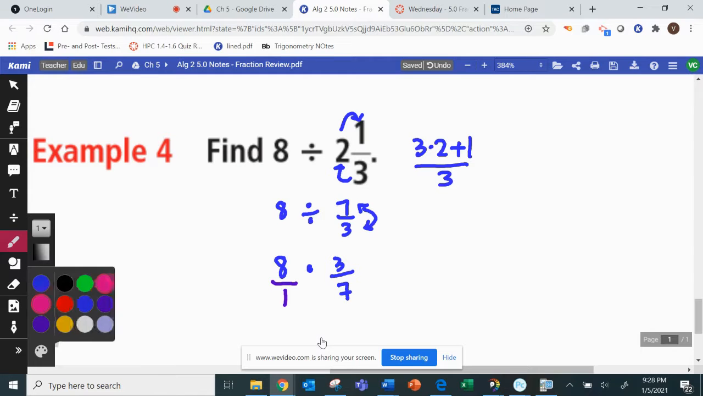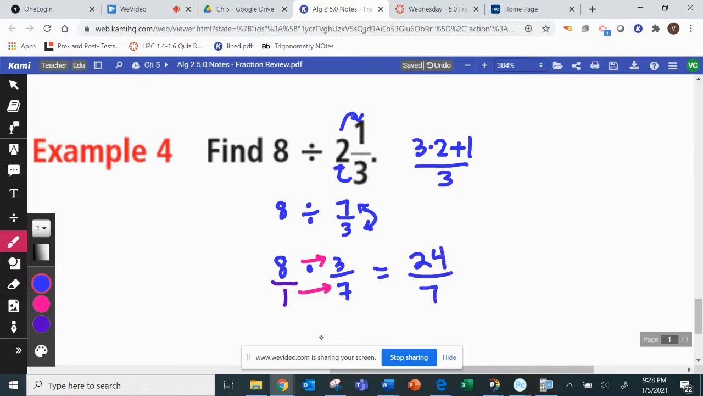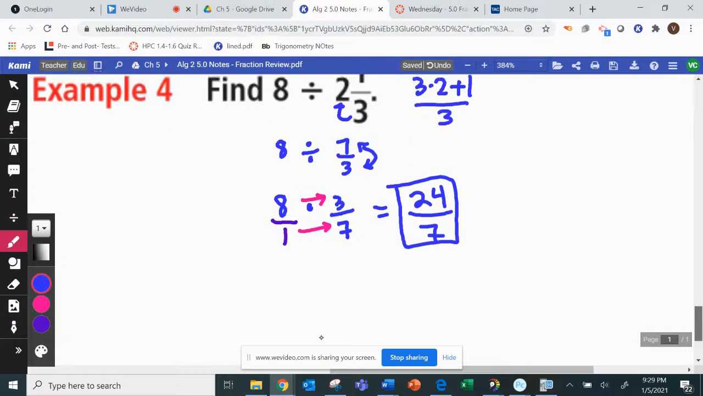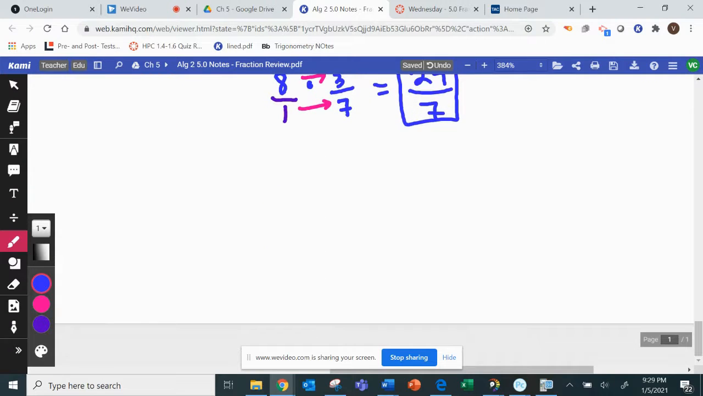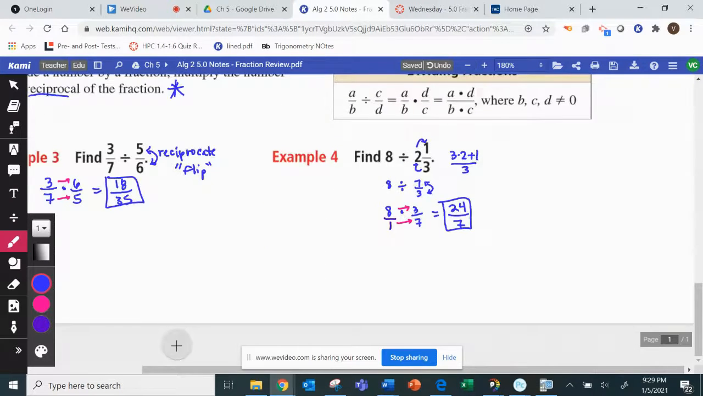Then we're going to multiply straight across. And I'm going to get 24 over 7. That does not reduce. So I'm going to go ahead and leave it like so. So that is a quick review.